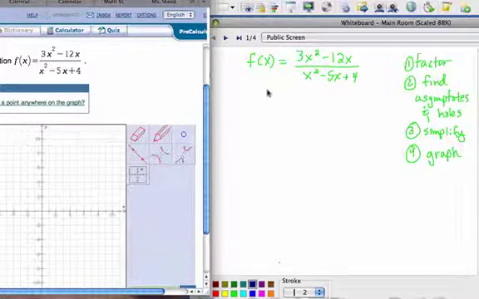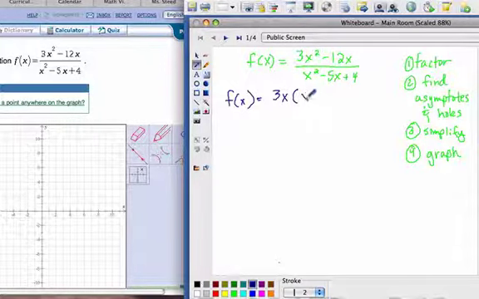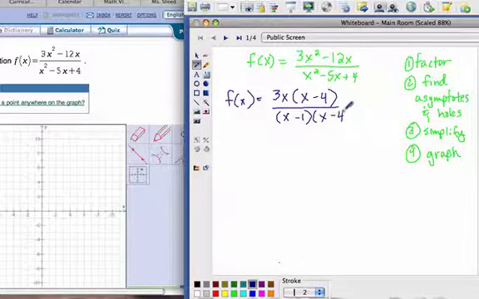Okay? So we can common factor for the top part here. We can take a 3 and an x out of both of these, and that leaves you with x minus 4. And the bottom part, we can factor that too, that's going to be x minus 1 and x minus 4. Now we can see that we have two values in the denominator.